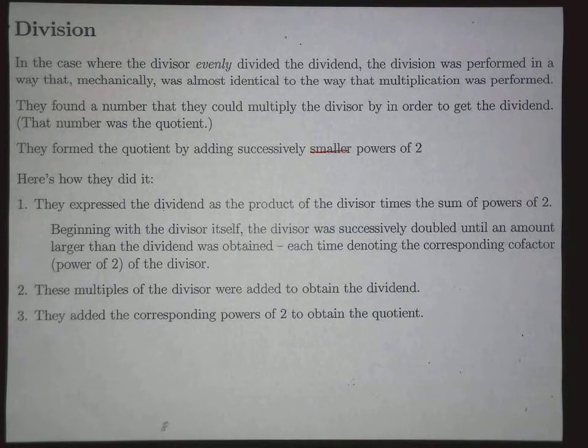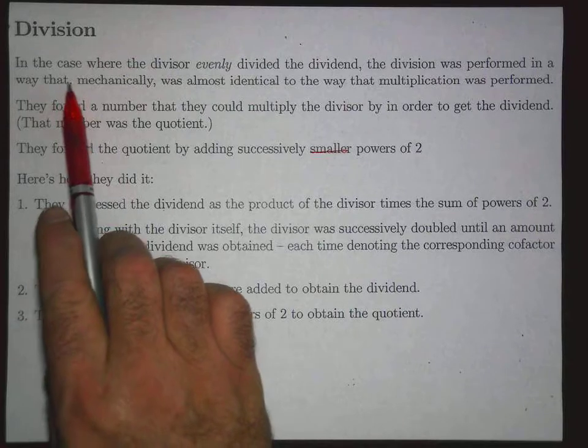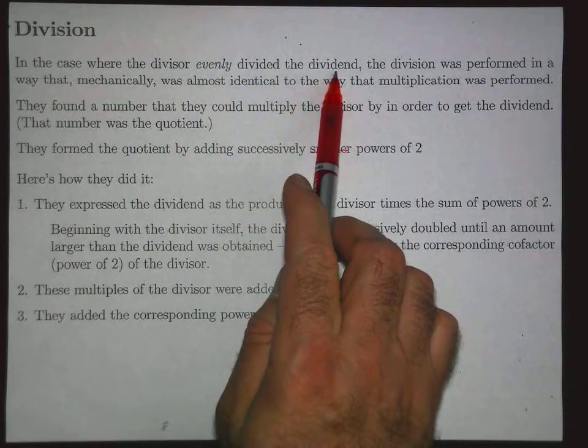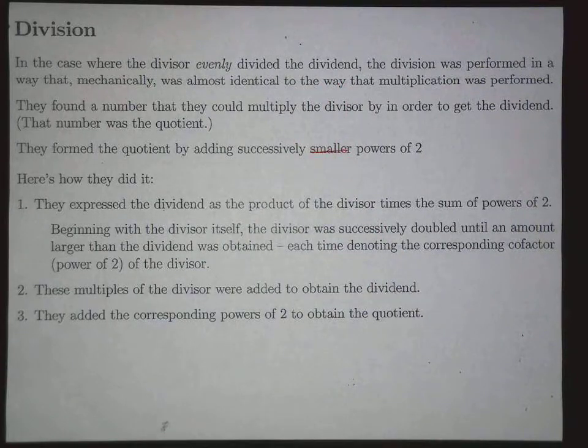In the previous video, we looked at how the Egyptians performed multiplication of two natural numbers. In this case, we'll look at how the Egyptians performed division of two natural numbers. And the first case that we're going to consider is the case where the divisor evenly divides the dividend. And the division was performed in a way that mechanically was almost identical to the way that multiplication was performed.